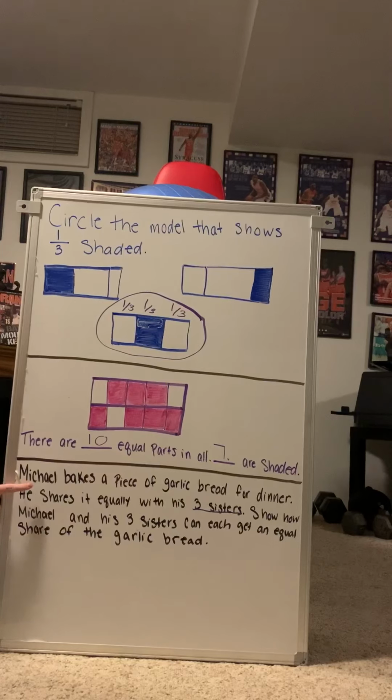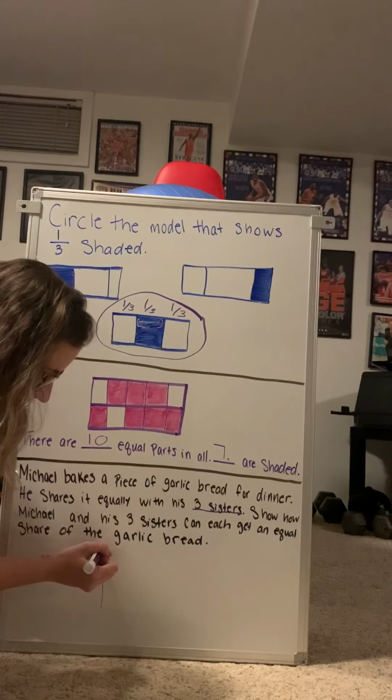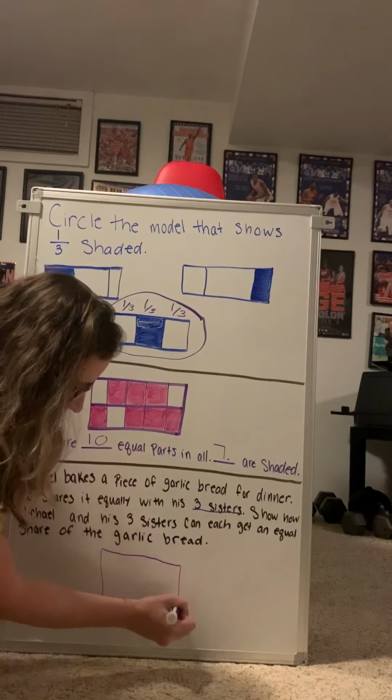The last question says, Michael bakes a piece of garlic bread for dinner. He shares it equally with his 3 sisters. Show how Michael and his 3 sisters can each get an equal share of the garlic bread. First, I need to look at this question and think, what should I start off with? I know that Michael is sharing a piece of garlic bread, so I can draw the garlic bread that he's going to share. And I'll do that by drawing my rectangle or my square.